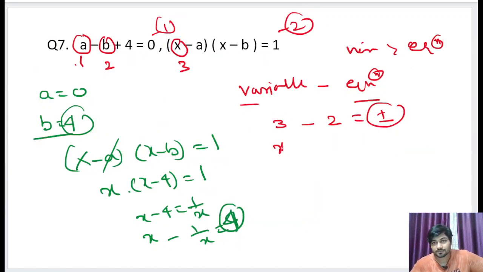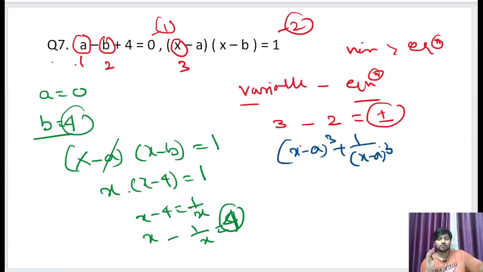Now, let me change the color of the pen. What I needed to find out was x minus a whole cube plus 1 upon x minus a whole cube. See, why did I take the value of a as 0? Because when the value of a is 0, it will be x cube, is it plus or minus? Minus, sorry, beg your pardon, it is minus here. So it will be x cube minus 1 upon x cube, because the value of a is 0.